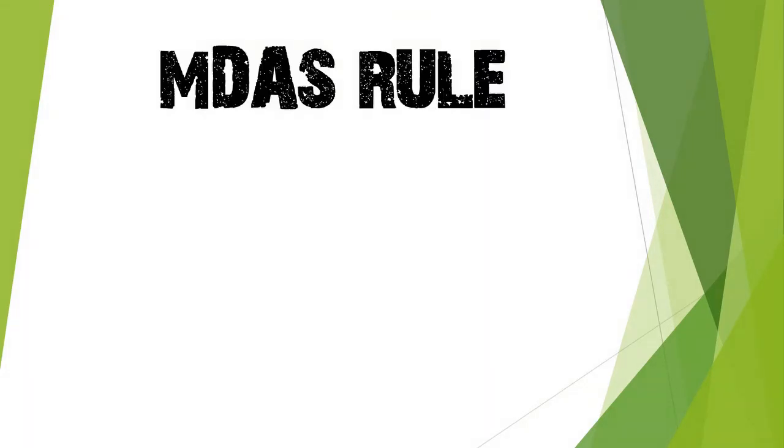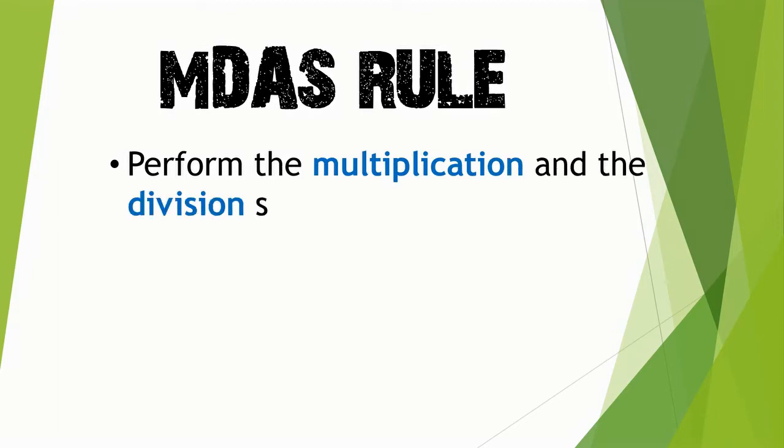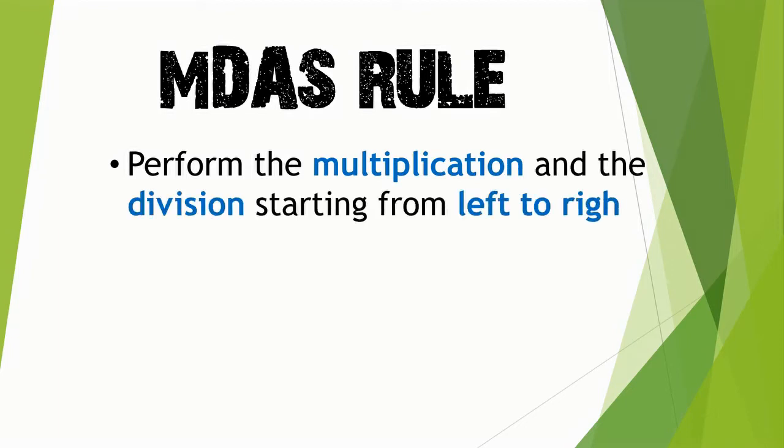Okay, very good. So, our MDAS rule, we have two rules in performing the operation of MDAS. So our first rule is perform the multiplication and the division starting from left to right. Okay, mauuna daw na gawin natin yung multiplication o kaya division na magsimula tayo sa ating kaliwa papuntang kanan.